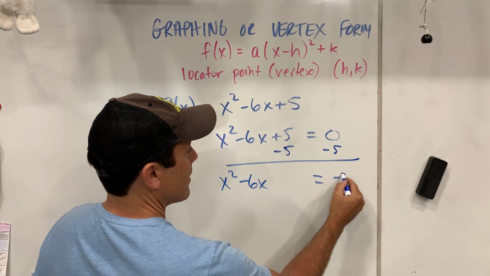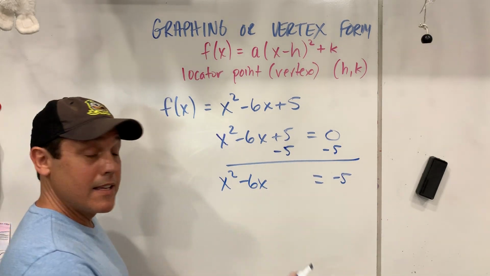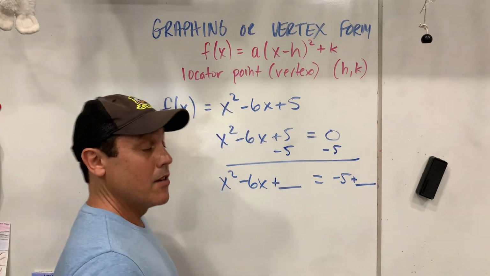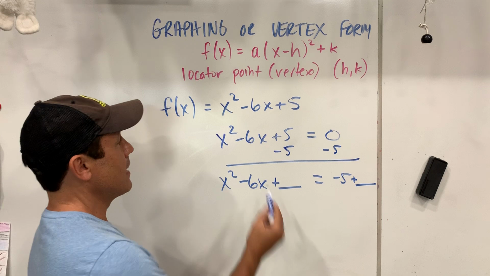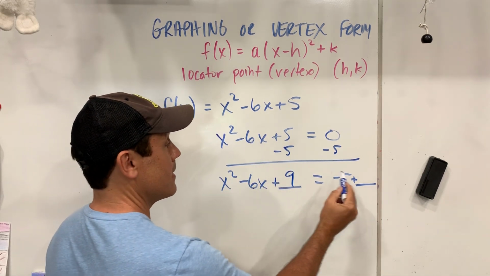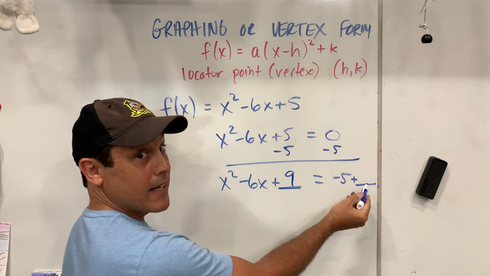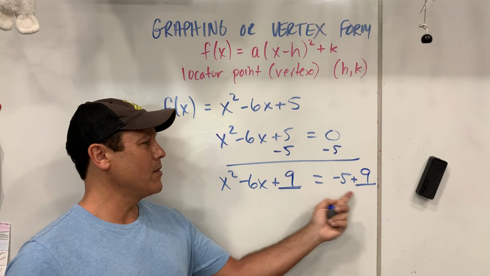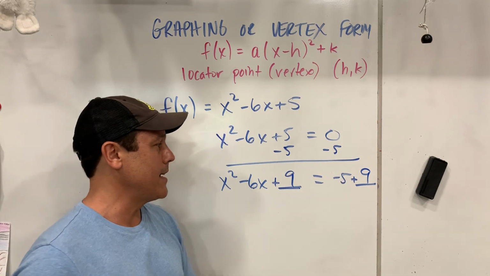And notice how I'm going to leave a little gap here. Why? Because it's plus something, plus something. Well, what is that something? It's simple. Half of this number, half of 6 is 3, and 3 squared is 9. Well, if you put 9 here, why do you think you've got that blank? Oh, that's right. You have to put the 9 there. See, if you don't do this, a lot of times kids forget to put that 9 there.